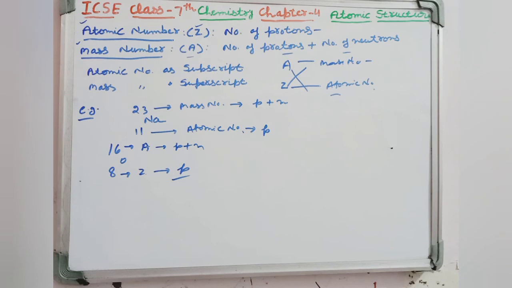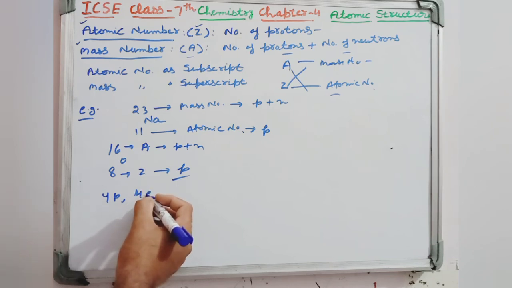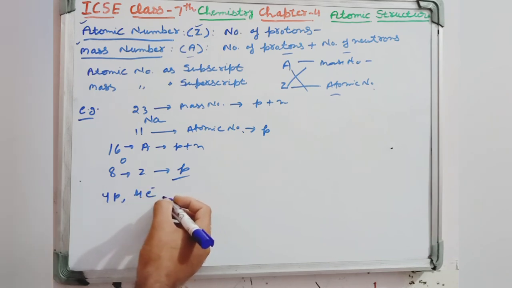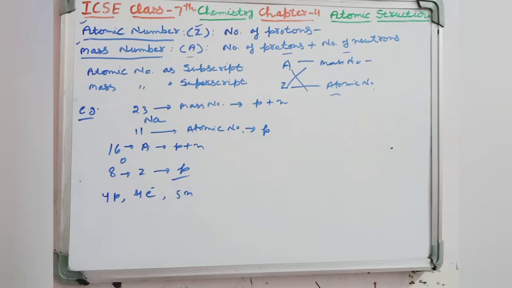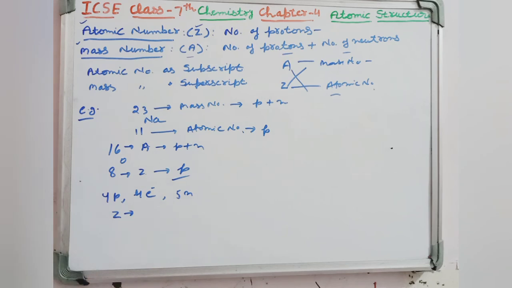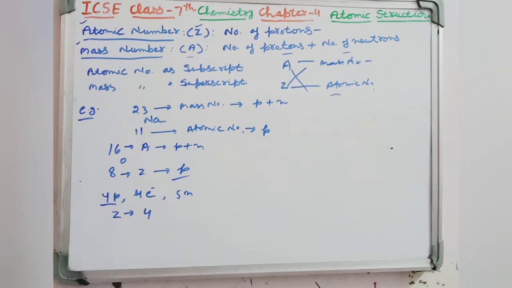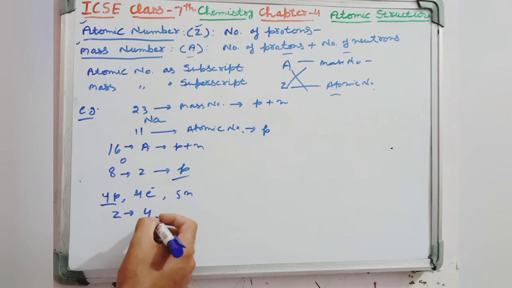So here your brainstorming question is: an atom has 4 protons, 4 electrons and 5 neutrons. What is the atomic number and mass number? Atomic number Z is equal to the number of protons. So how many protons are there? 4 protons. So Z will be 4. What is the atomic number? Z is equal to 4.